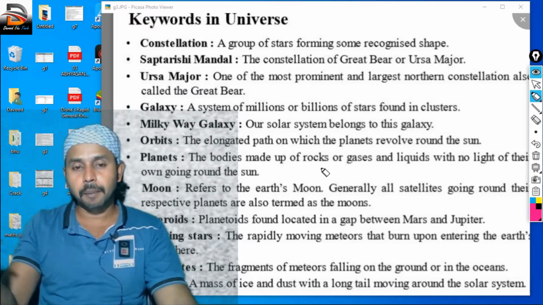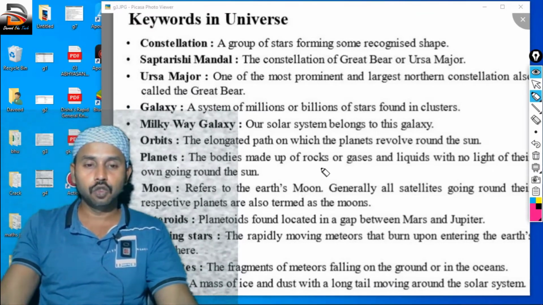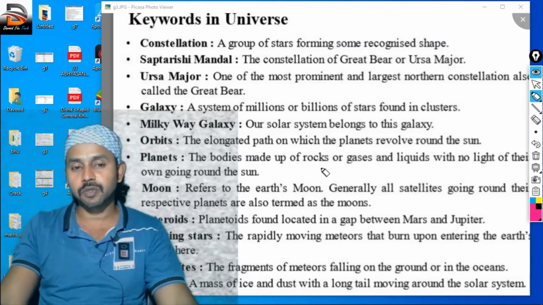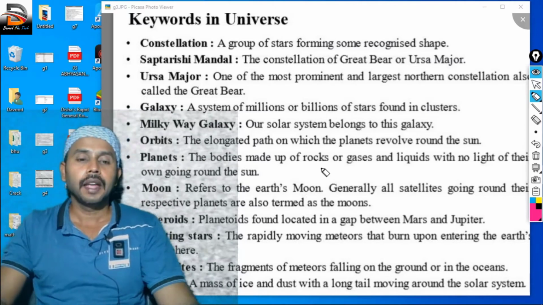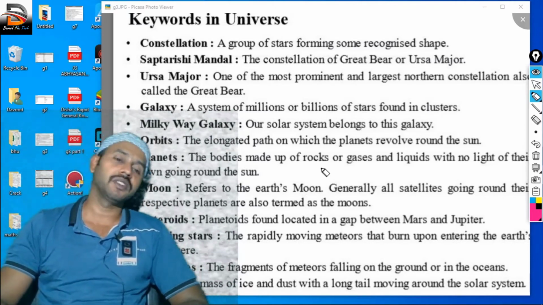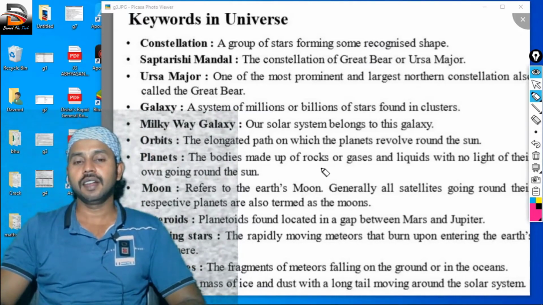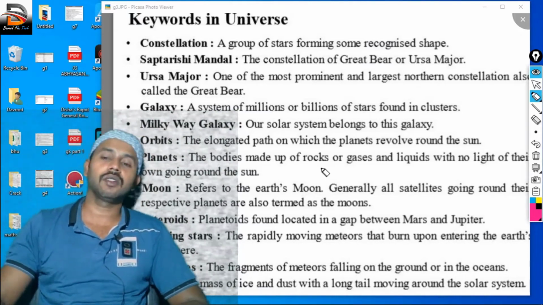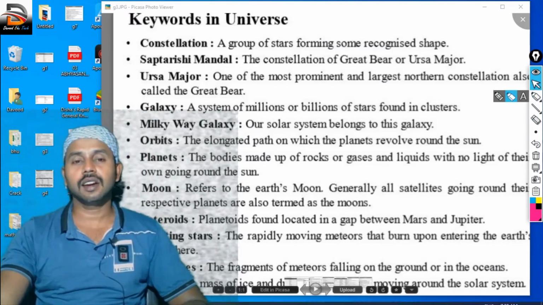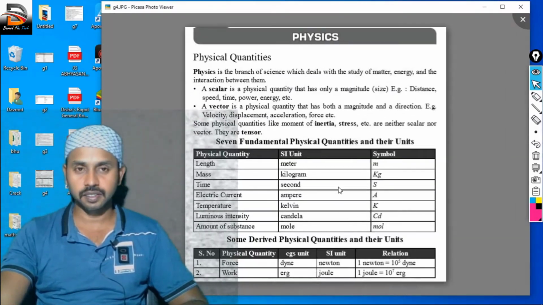Asteroids are planetoids located in the gap between Mars and Jupiter. Rapidly moving meteoroids that burn upon entering the Earth's atmosphere are called shooting stars. Fragments of meteors that fall onto the ground or into the ocean are called meteorites. Comets are masses of ice and dust with a long tail, moving around the solar system. So this is another topic of our today's lesson, general studies.